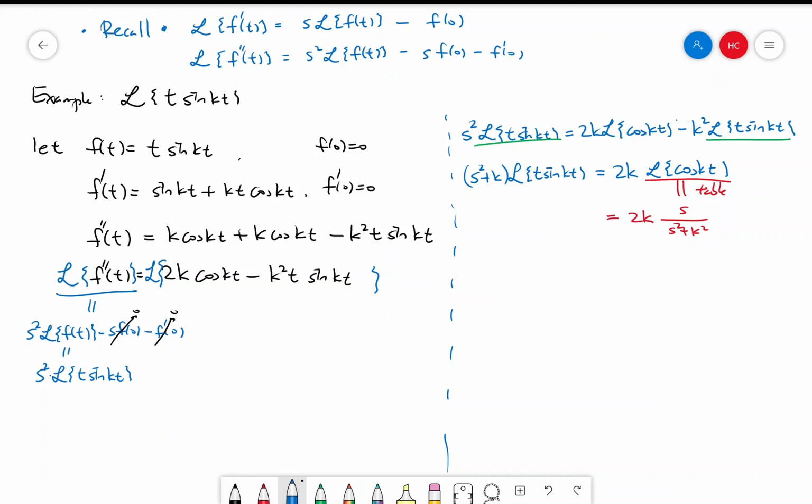So now we have the Laplace transform of the function we're looking for, divided by s squared plus k squared. There's a square here, I forgot. Dividing by s squared plus k squared, we get the Laplace transform of t sine kt is equal to 2ks divided by s squared plus k squared, all squared. So this is a special way to find the Laplace transform of some harder functions.